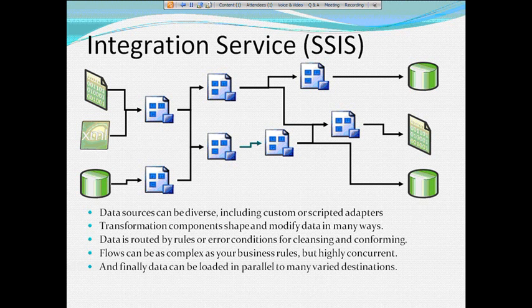Finally, the performance. SSIS can load the data to various data sources in a parallel fashion. That makes it very efficient and performance optimized.